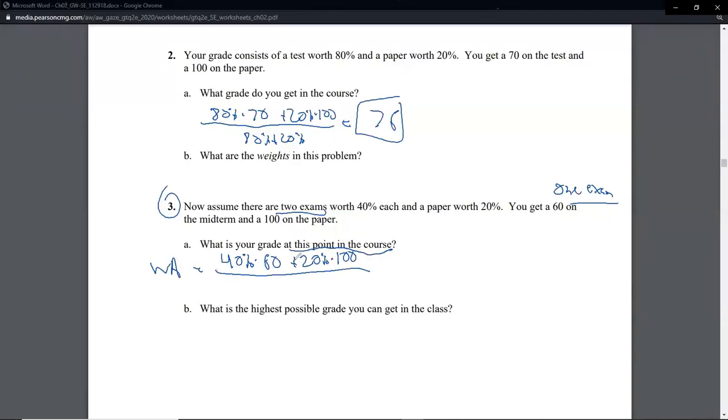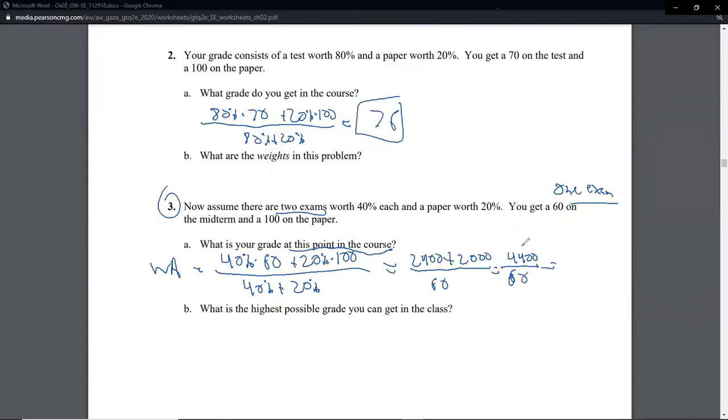Do not add up all percentages, just the ones in this formula. The 40% for the midterm, which we have a grade for, plus the 20% for the paper, which we have a grade for. No grade on the final, don't put it in the weighted average. 6 times 4 is 24, so that's going to be 2,400. 2 times 1 is 2, so that's going to be 2,000 over 60. The top is going to become 4,400 divided by 60.